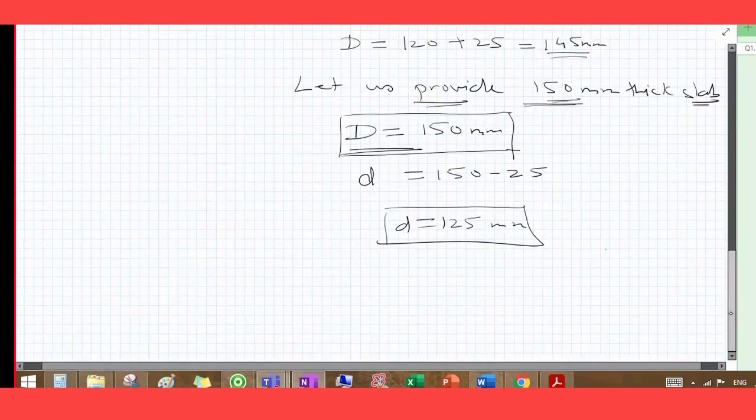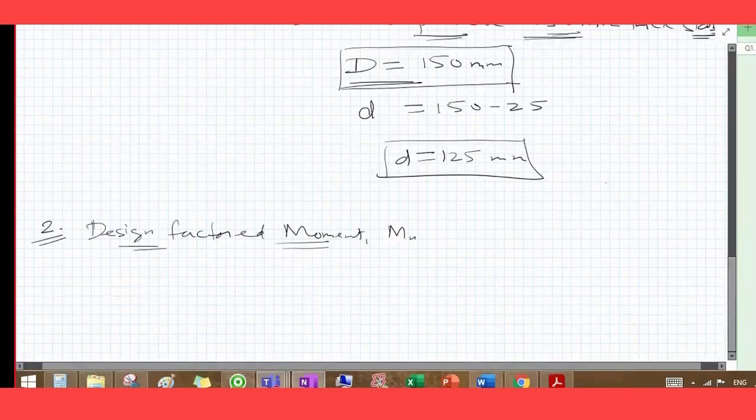So I'll be computing step number 2. In step number 2, you have to compute design factored moment. In order to compute Mu, we'll be considering 1 meter strip. So I'll write here, considering 1 meter strip.